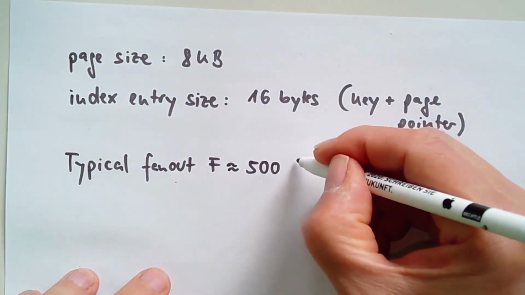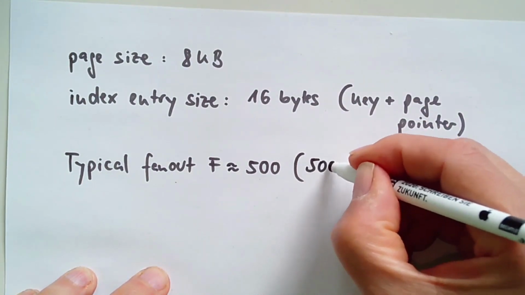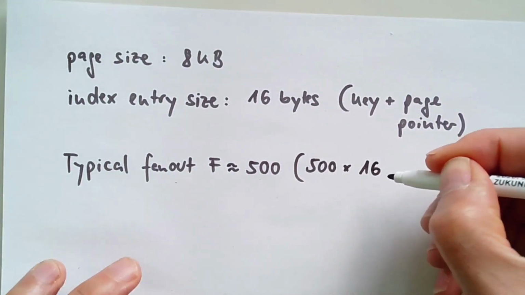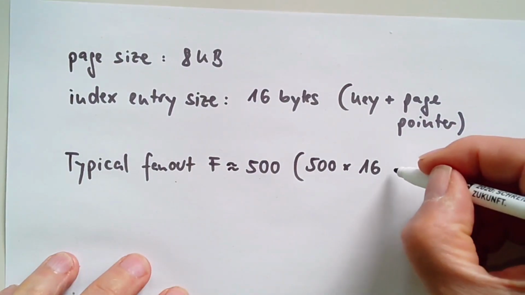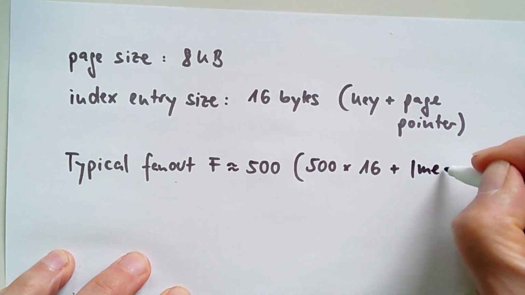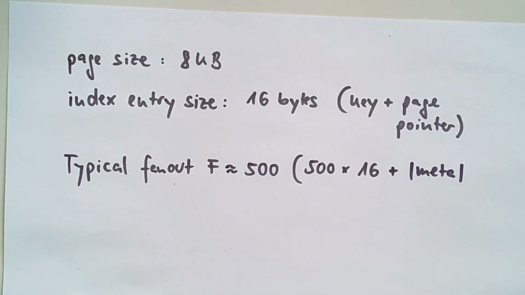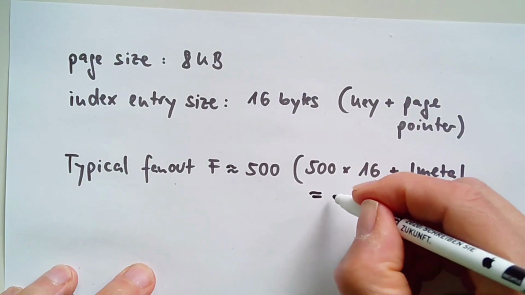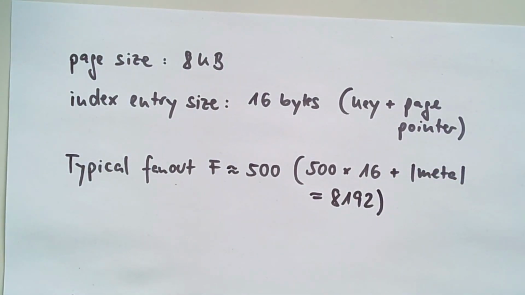Since 500 times the 16 bytes that each index entry would require, plus some, say, metadata, that would be about 8 kilobytes. So that would be the fan out that our B+ tree could support.